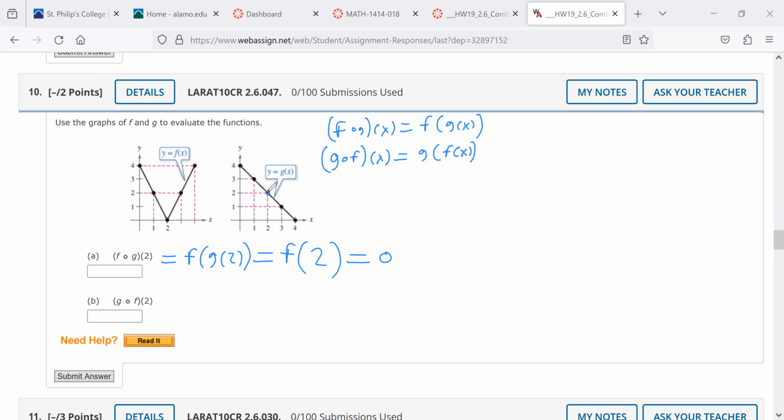So just a side note here. G of 2 is equal to 2. F of 2 is equal to 0. But f of g at 2 is also 0. That makes sense, the composition. Like what the notation means.